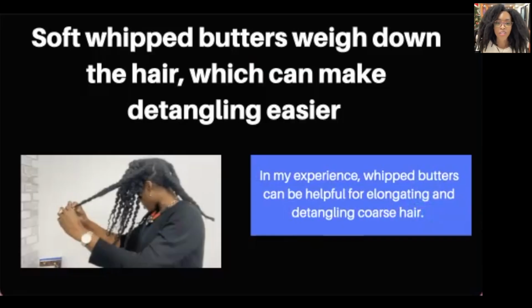So contrary to what a study has found about butters increasing the difficulty of detangling, they actually help my hair because they make my hair heavier. So they stop it from shrinking up when it is wet, they kind of weigh it down. And that weight helps me detangle my hair personally. Something to bear in mind.